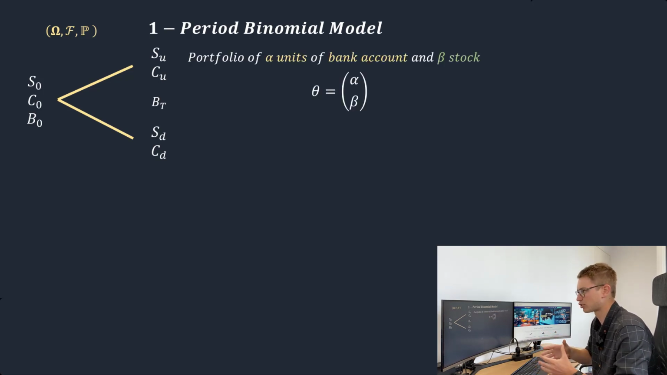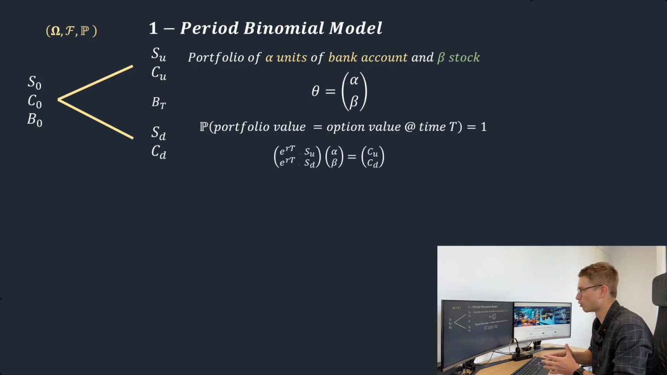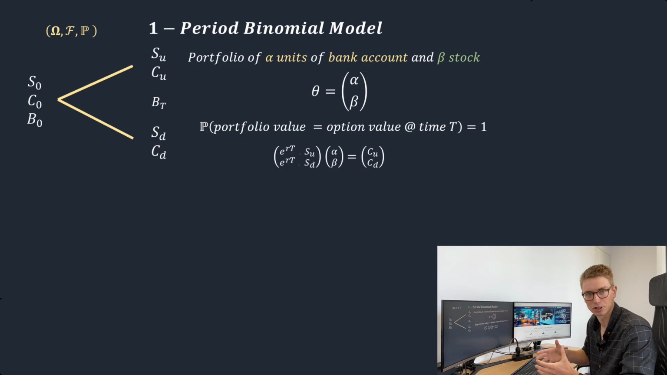So remember that we're trying to replicate the payoff by using a portfolio of bank account and stock. So we have alpha units of bank account and beta of the stock. So our portfolio is just denoted by theta there. So remember, we're going to use the no-arbitrage rules. So we're going to have the probability that the portfolio value of our stock and bank account is equal to the option value at time t with probability 1.